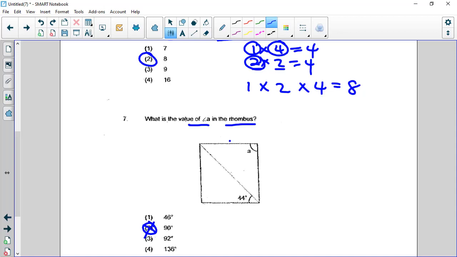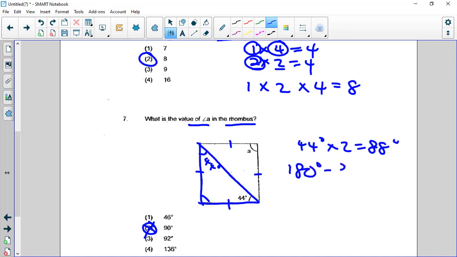So what is a rhombus? A rhombus has all sides equal, similar to a square. And this side is 44. And then how about this side? Then you take 44 times 2 to get 88. And then the sum of angles in this isosceles triangle is 180. And you minus 88, and you get 92. So it's not 90 degrees, it's 92 degrees.